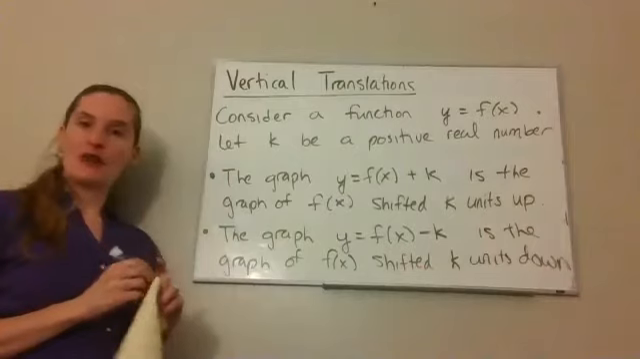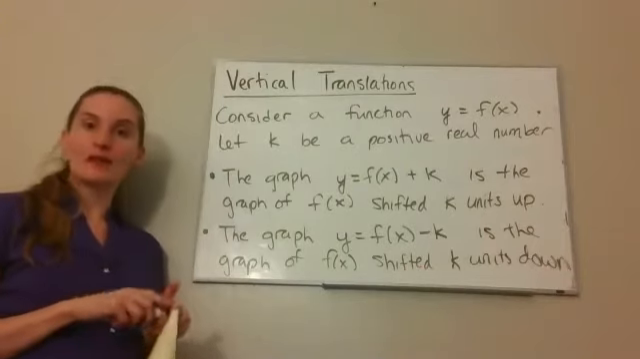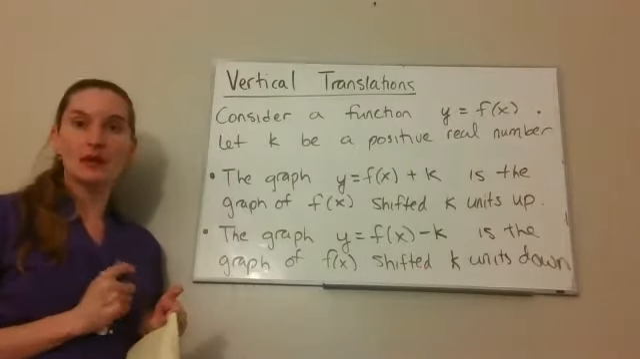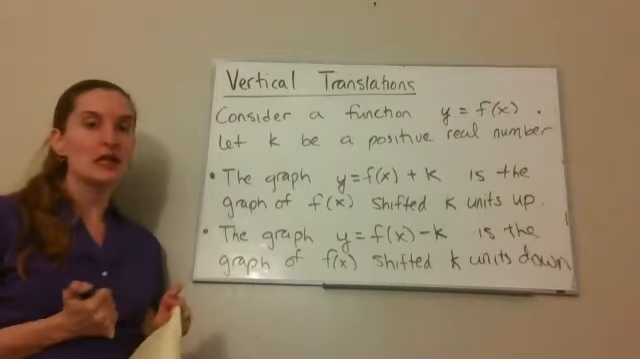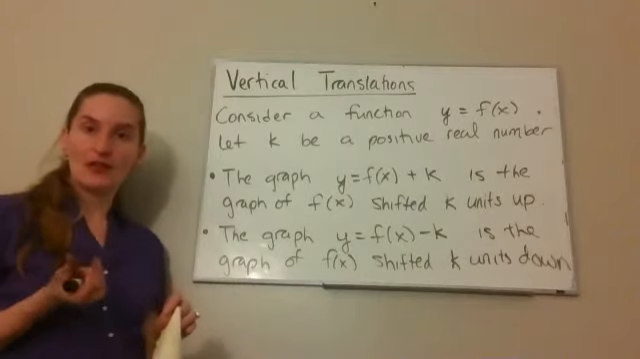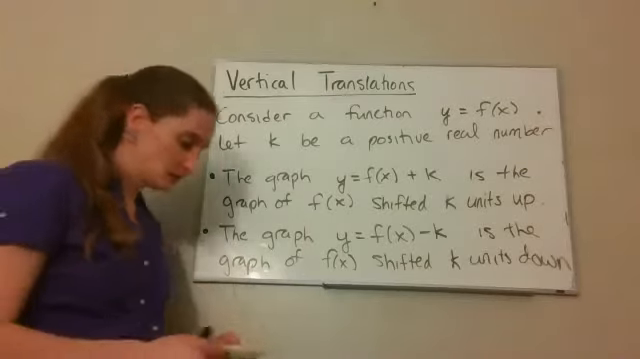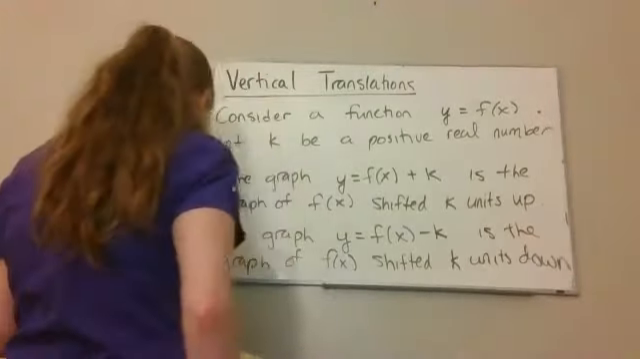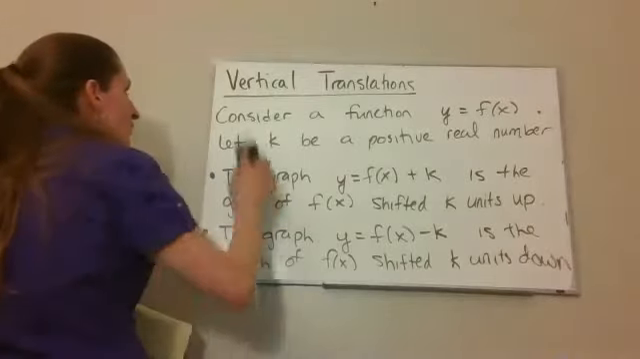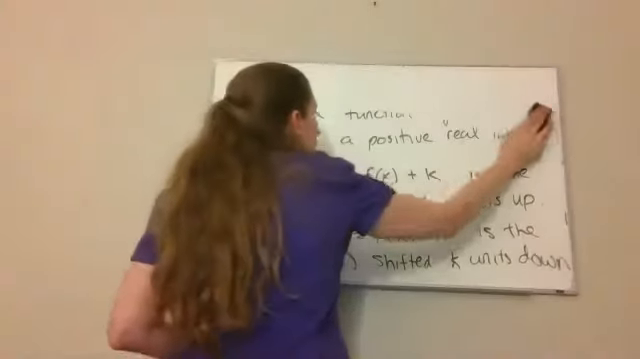So if you have a function that looks like one of our basic functions, but there's a number added or subtracted to it, all you have to do is take the graph of the basic function and shift the whole thing up or down. So let's do an example using these vertical translations.